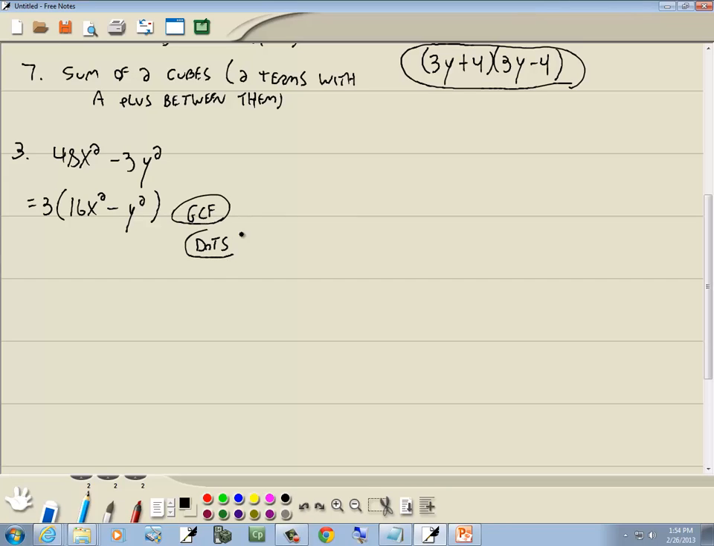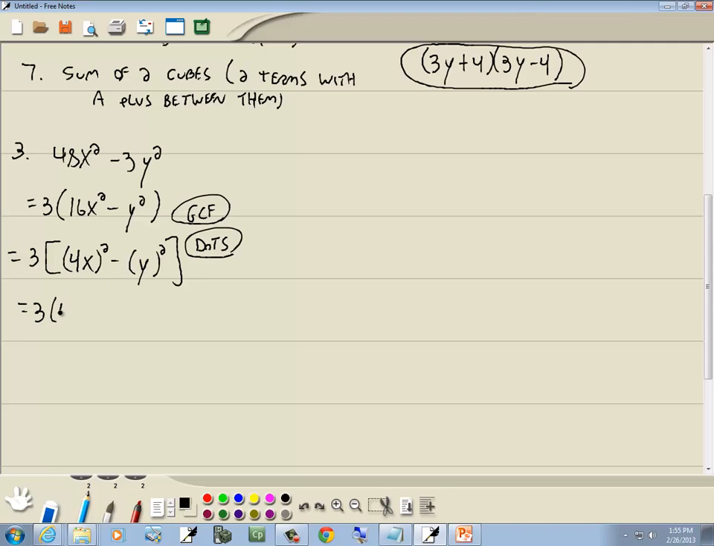And now we'll try difference of two squares, because what's inside the parentheses, we've got two terms with a minus string in between. Now the 3 stays out in front. We'll try to rewrite this as something squared minus something else squared. We look at 16 first. 4 times 4 gives us 16. X times x gives us x squared. And y times y gives us y squared. So we were able to write it in that form.